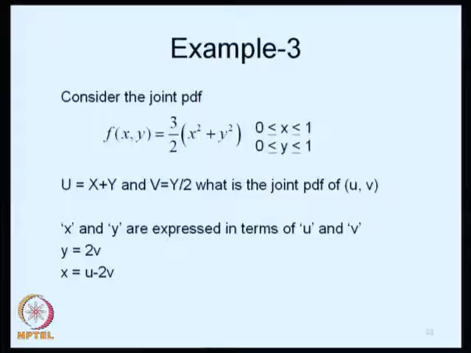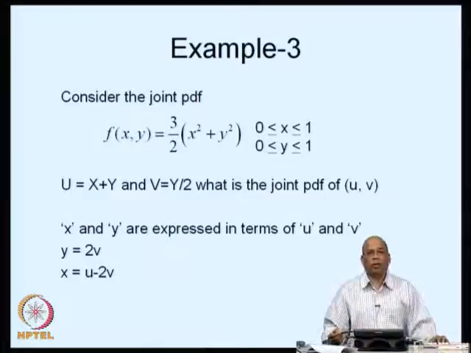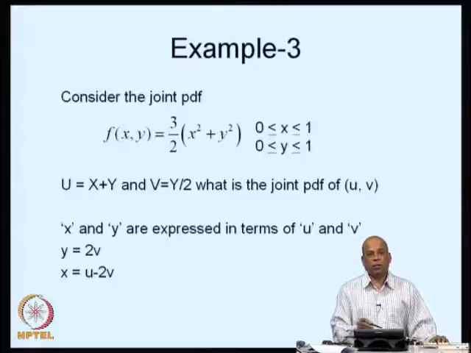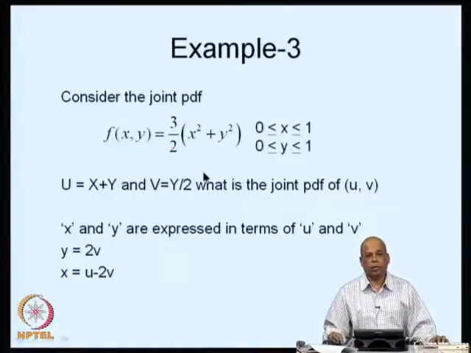So, we will take this example to drive home this point. f of x y, which is a joint density function, is given by 3 by 2 times x square plus y square for the range x varying between 0 and 1 and y varying between 0 and 1. We will define the functions u is equal to x plus y and v is equal to y by 2. And we are interested in obtaining the joint density of u comma v.